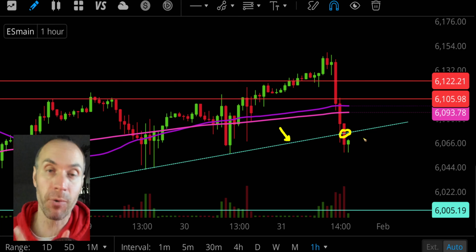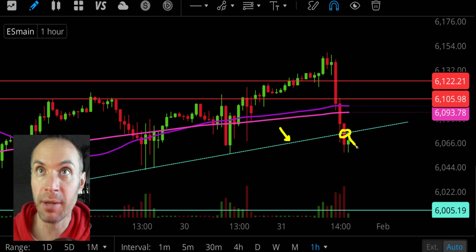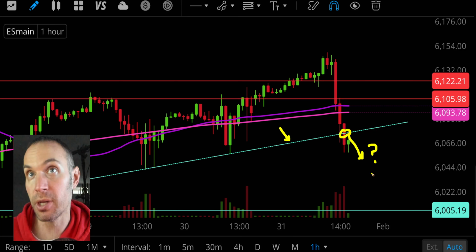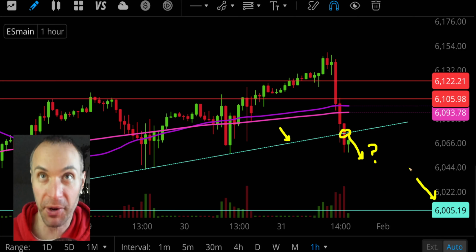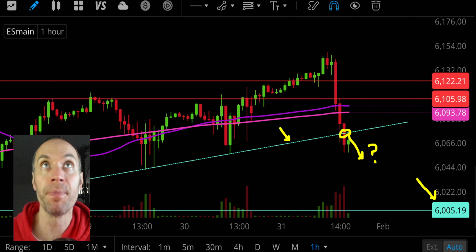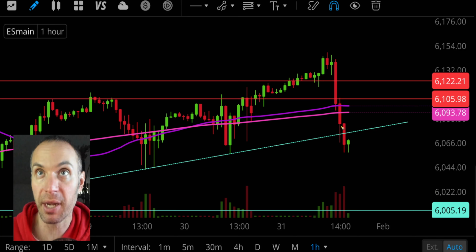So the main question, at least in my mind, going into the next session is, how much more downside pressure does this generate? Is this thing going to really travel down here and do battle with the 6,005 mark? Very well, in my opinion, at least in the cards now, especially when this was such a high volume break of that line right there.